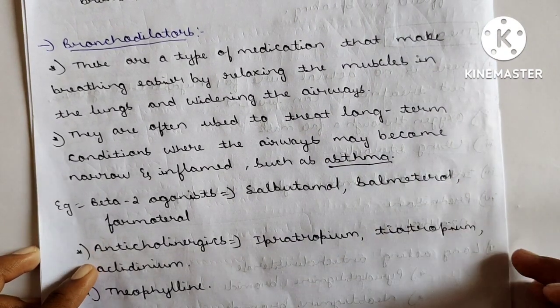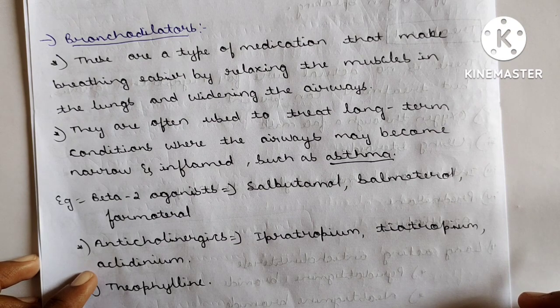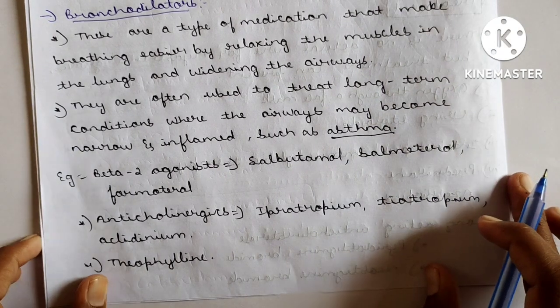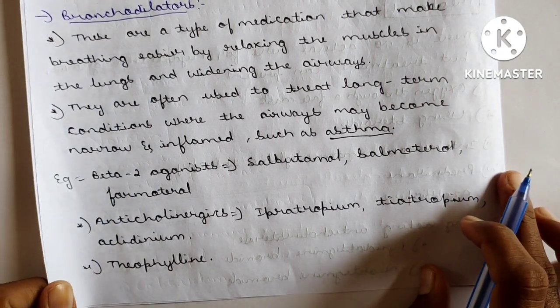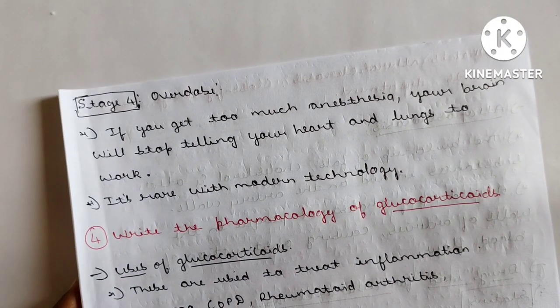Then anticholinergics like ipratropium, tiotropium, aclidinium, theophylline, what we are calling salbutamol, etophylline, theophylline. These all are used as bronchodilators.